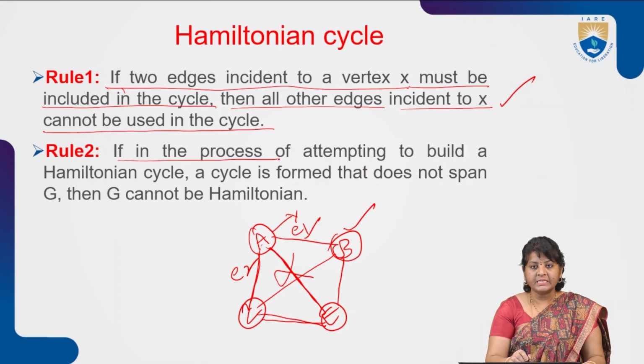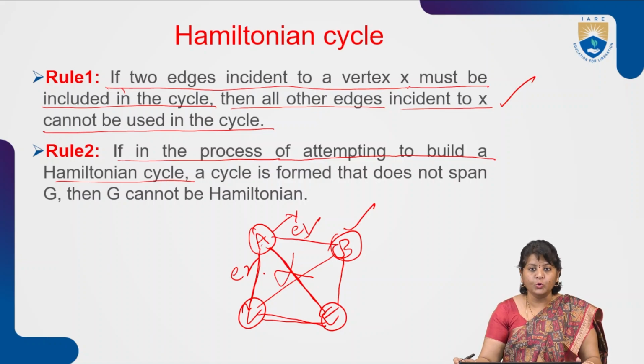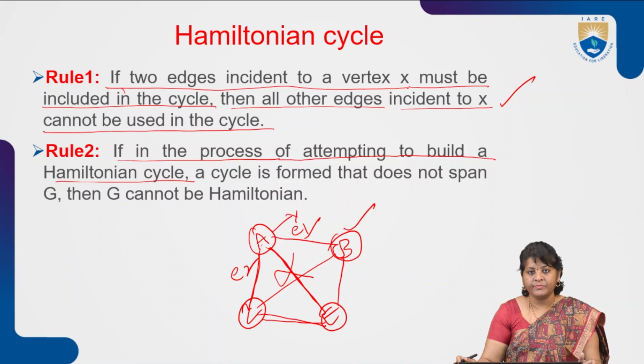If in the process of attempting to build a Hamiltonian cycle, a cycle is formed that does not span G, then G cannot be Hamiltonian. Rule 2 indicates the same thing, where we should not have internal loops. We should visit all the vertices and only then complete the cycle.